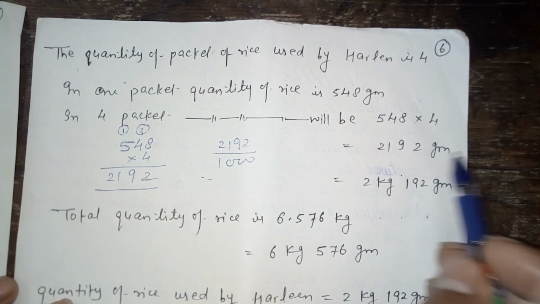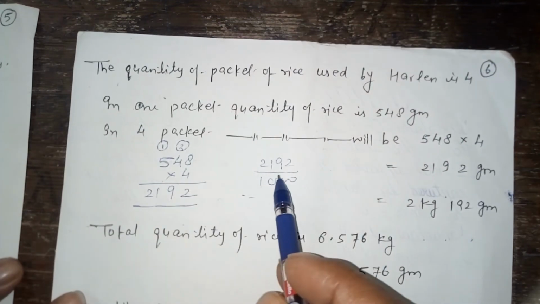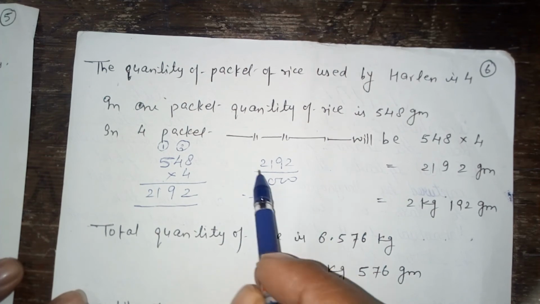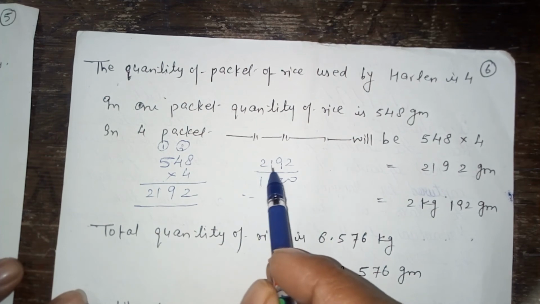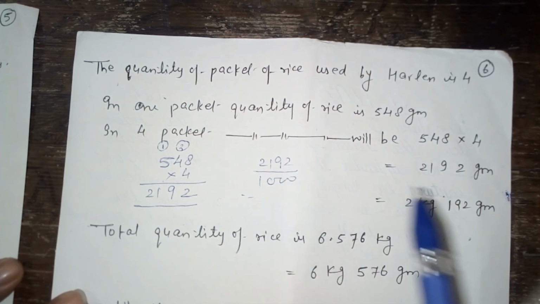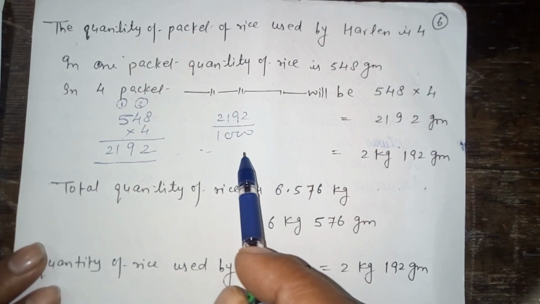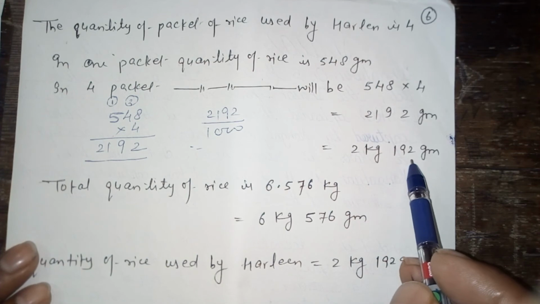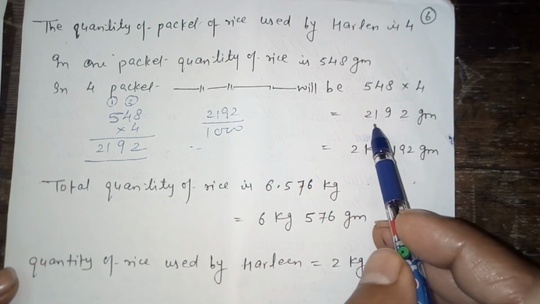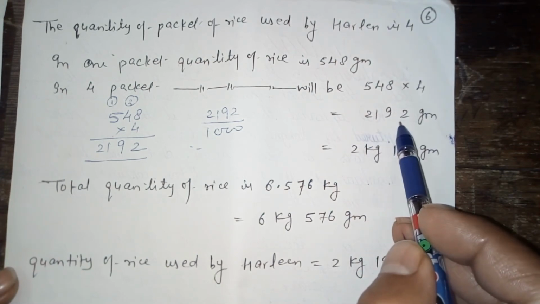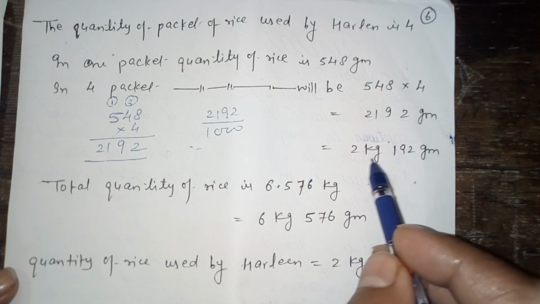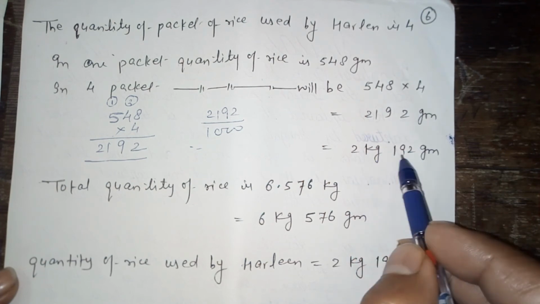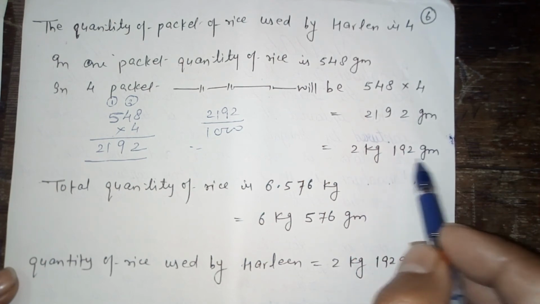2192 gram converted to kg. So what will we do? Divide by 1000. 2192 upon 1000. After division we will get 2 kg 192 gram. The meaning is 2192 gram is equal to 2 kg 192 gram.